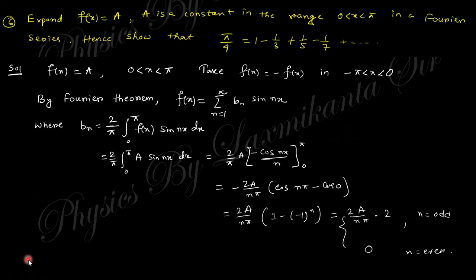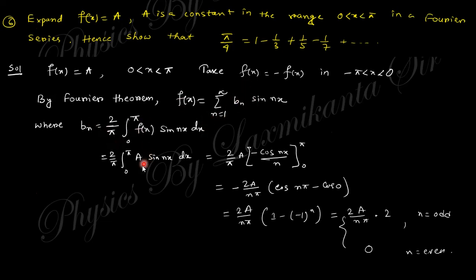Next question. Expand f of x equals a, a constant in the range 0 to pi, in a Fourier series. Since this is given as a half range, you can take this as an odd function in the other range. So by Fourier theorem, since this is an odd function, only bn exists.